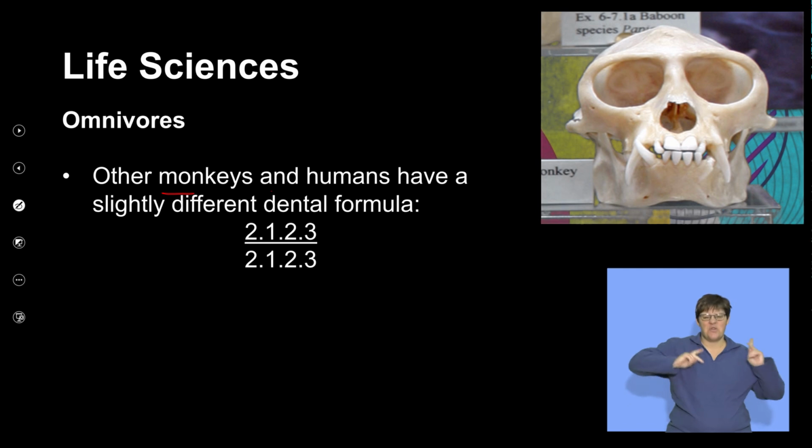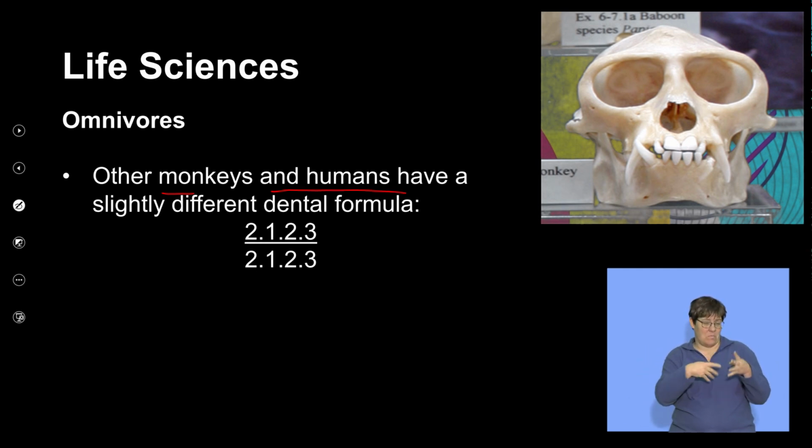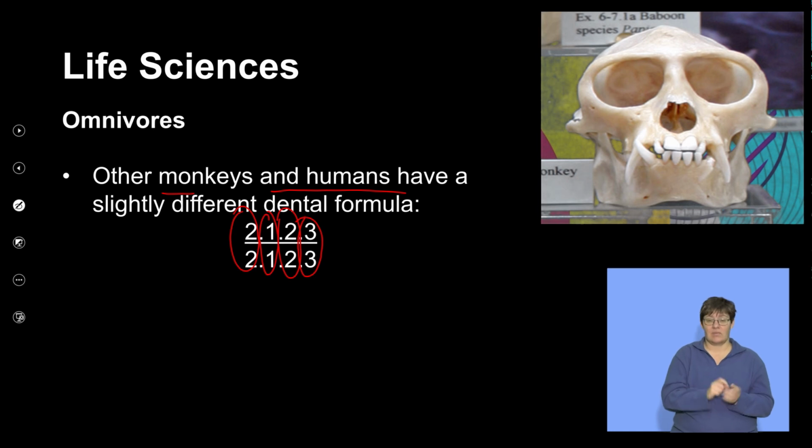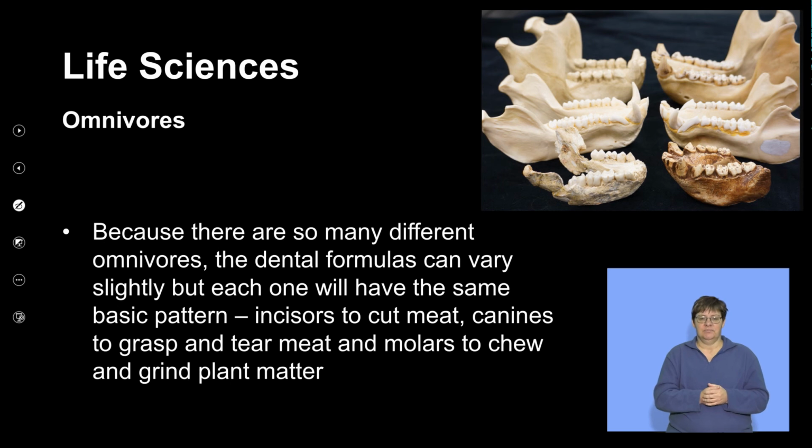Other monkeys and humans have the following dental formula. So we've got 2 incisors, 1 canine, 2 premolars, and 3 molars. Again, an adaptation to an omnivorous diet. Okay? We can compare that to many of the other primates, and you can clearly see the distinct formation of your canines, your incisors, your molars and your premolars. Again, an adaptation to a diet of plant and animal matter.